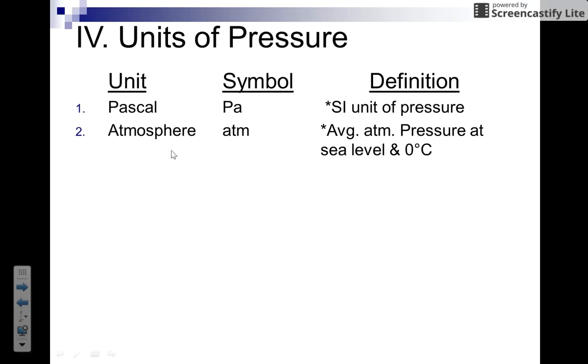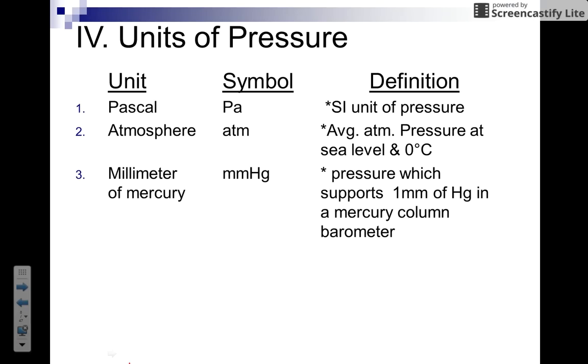The second unit of pressure is the atmosphere. Now, atmospheres are abbreviated ATM. The definition of an atmosphere is the average atmospheric pressure at sea level and 0 degrees Celsius.